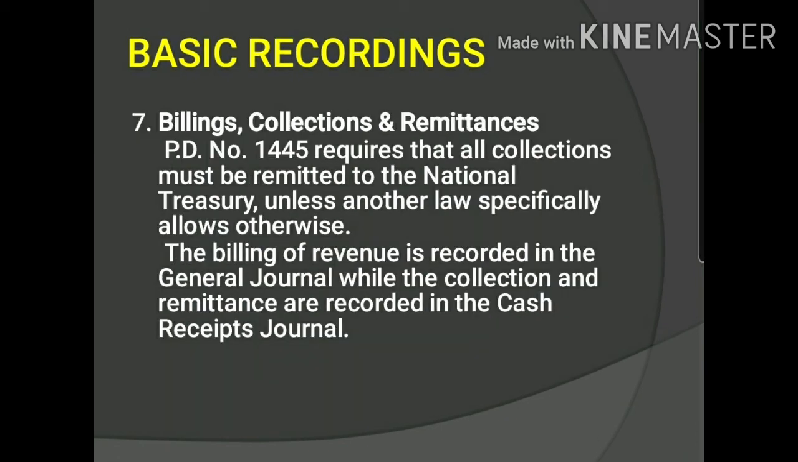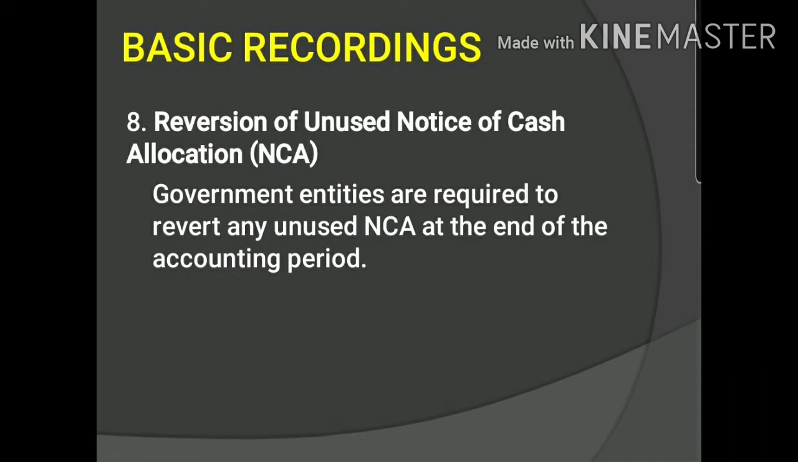7. Billings, collections and remittances. PD Number 1445 requires that all collections must be remitted to the National Treasury, unless another law specifically allows otherwise. The billing of revenue is recorded in the General Journal, while the collection and remittance are recorded in the Cash Receipts Journal. 8. Reversion of unused notice of cash allocation, NCA. Government entities are required to revert any unused NCA at the end of the accounting period.